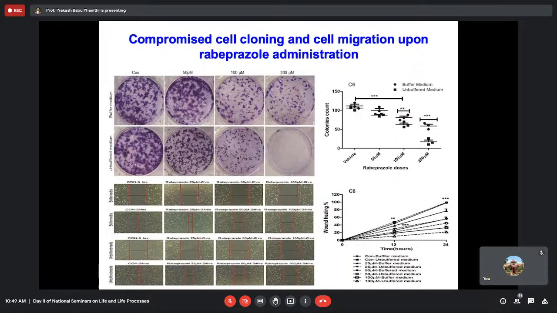And this is compromised with the colonization and cell migration. If you see the bottom one, that is the unbuffered medium, you can see at 200 micromolar, the colonization of the cells has been reduced. Sorry, it's not cloning, it's colonization. And the bottom one is the wound healing. Wound healing refers to metastasis. Metastasis is the migration of the cells. Migration of the cells has been reduced by using rabeprazole. That means metastasis can be reduced by using rabeprazole.